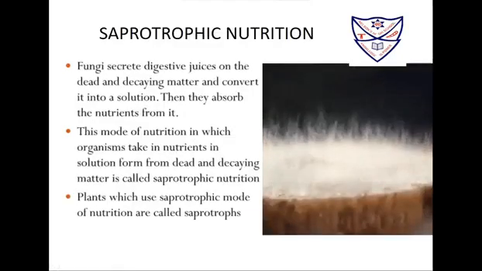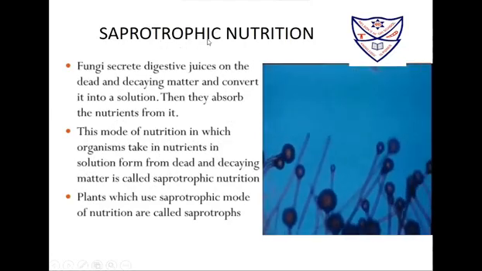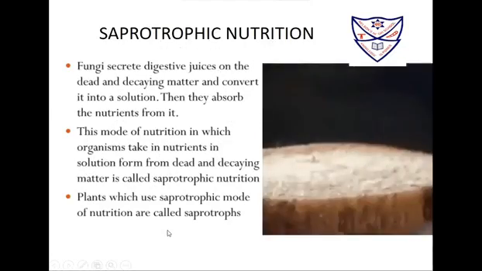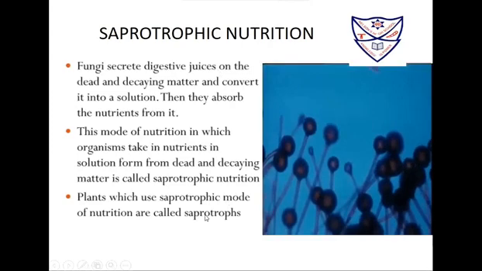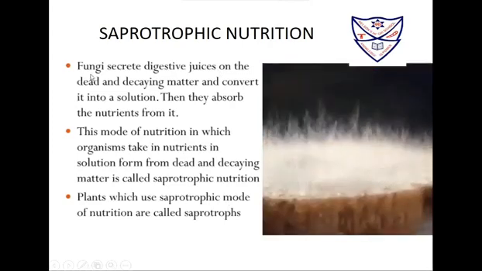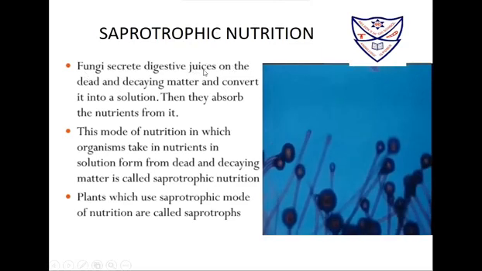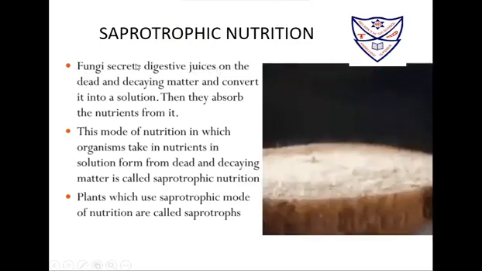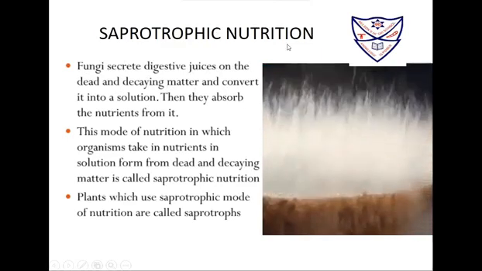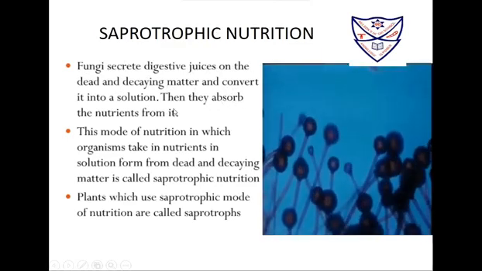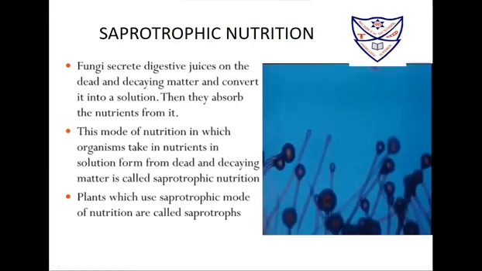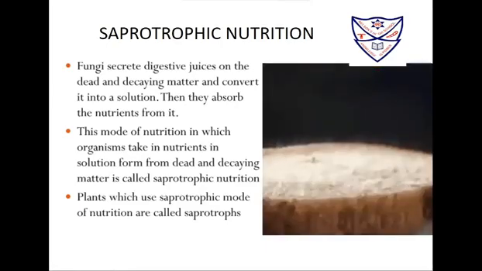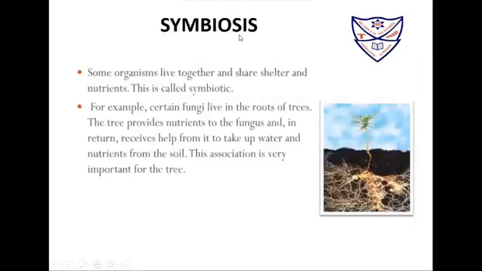The other mode of nutrition is saprotrophic nutrition. What happens in this saprotrophic mode is that the saprotrophs, like fungi, secrete digestive juices on dead or decaying matter, and using these juices they get their nutrition. So this mode of nutrition, where organisms like fungi get their nutrition from dead or decaying matter, is called saprotrophic nutrition.